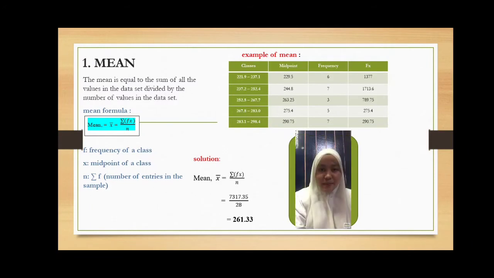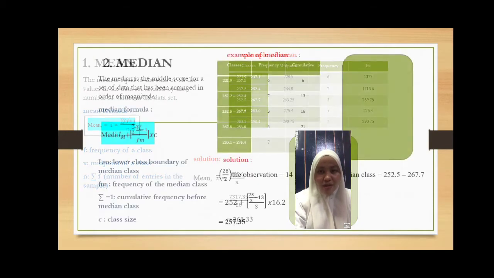The first is the mean. Mean is equal to the sum of all the values in the data set divided by the number of values in the data set. So the formula is x̄ equals the sum of frequency divided by the number of classes.